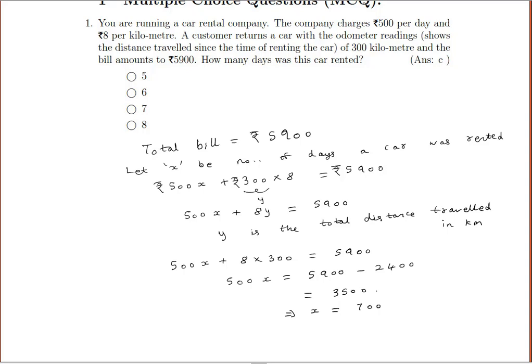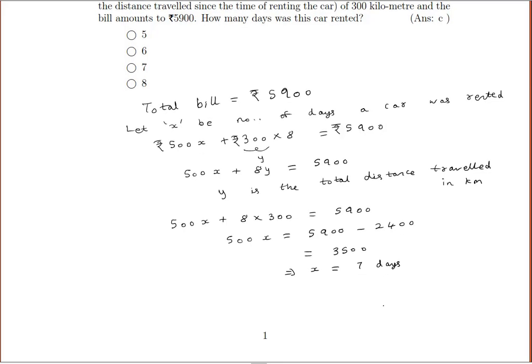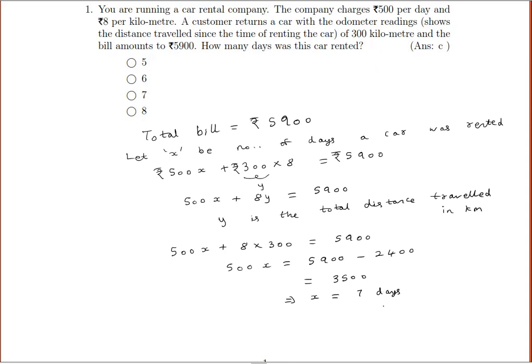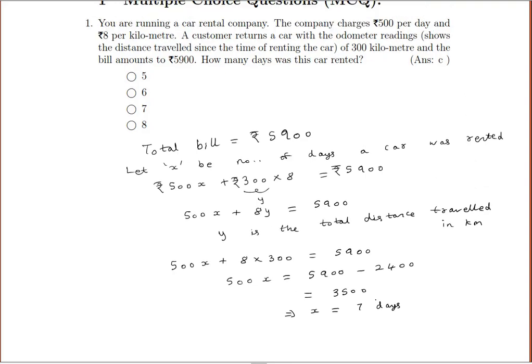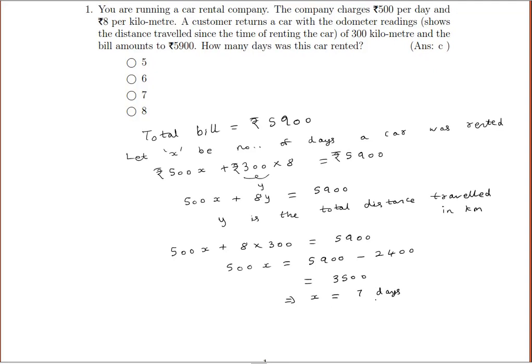So x is 7 in days, right? That means the car was rented for 7 days, thereby resulting in the total charges to be rupees 5900. So hence option C is the correct option.